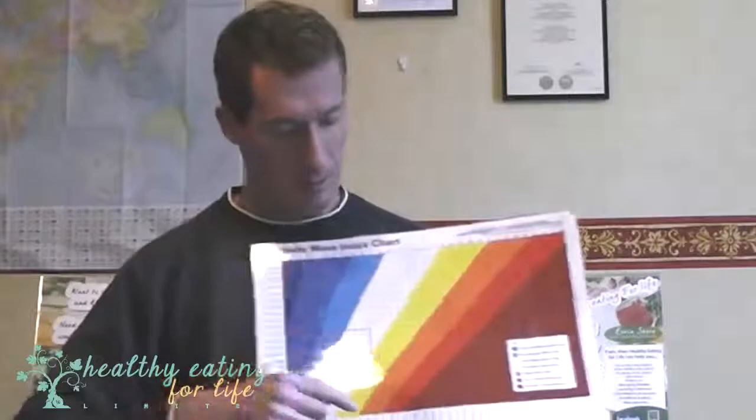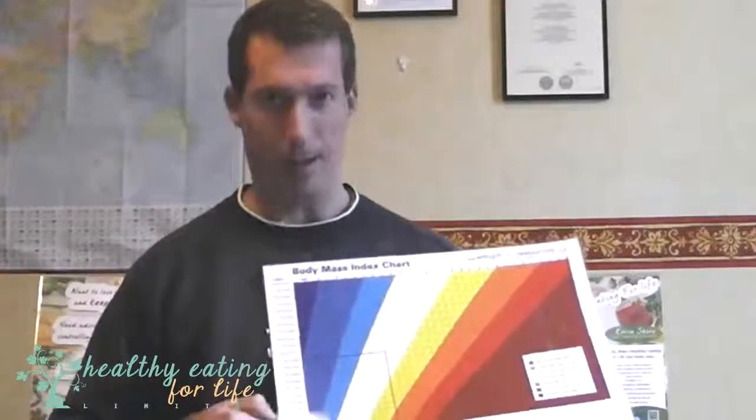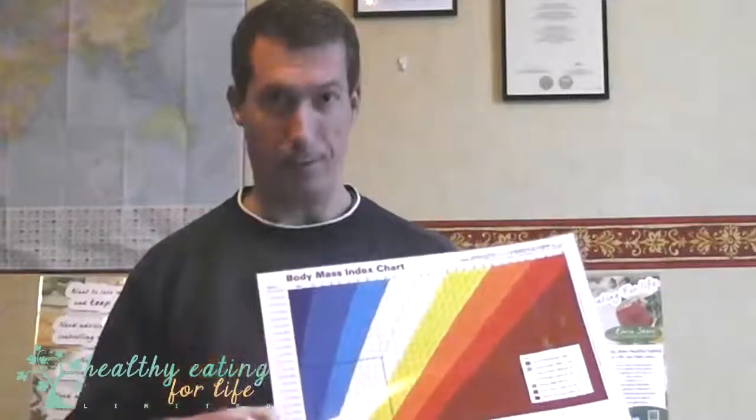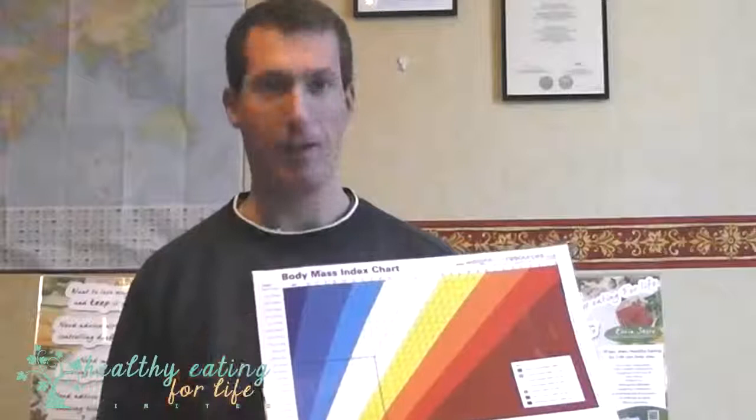This BMI chart shows how people can be grouped into the different categories of underweight, healthy weight, overweight, obese and morbidly obese. So on the bottom here of the graph we have the person's body weight, and running up vertically on the graph we have the person's height.